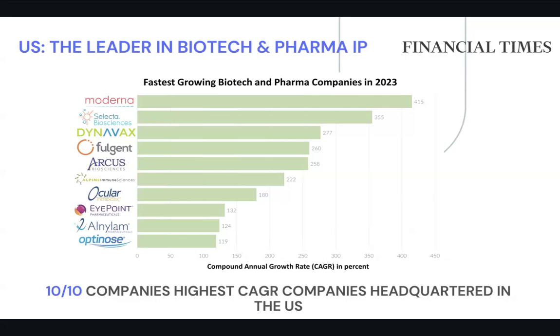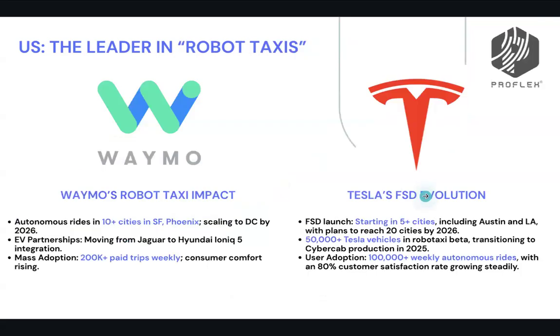So if you look at the fastest growing biotech and pharma companies, this is the 2023 data. All of them have been in US, and that is another factor we need to understand: not only are these companies headquartered here, but why are they here? The main reason, again, is the capital availability and where most of the markets are pushing the money.